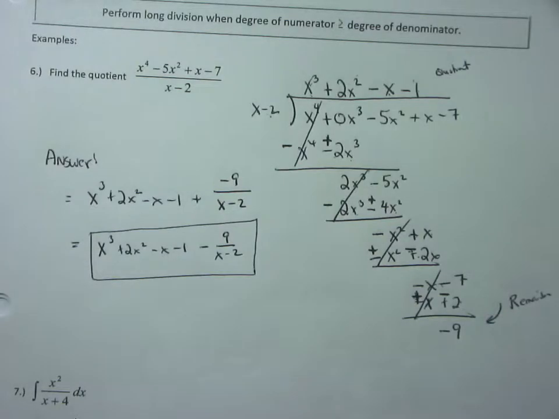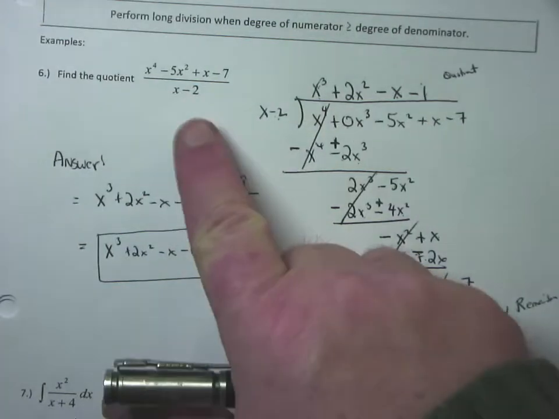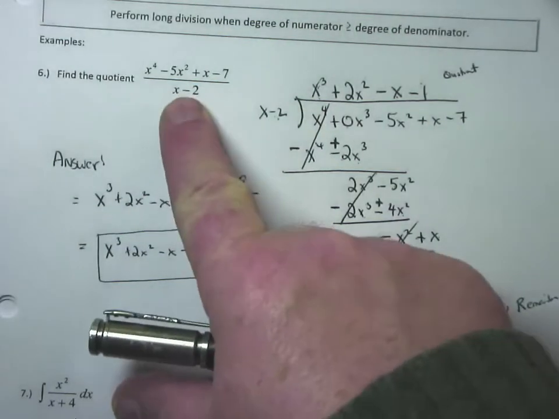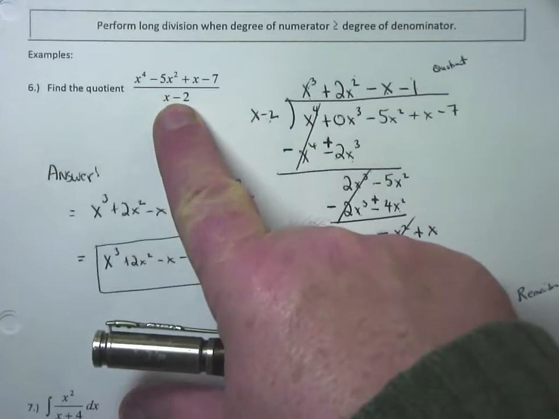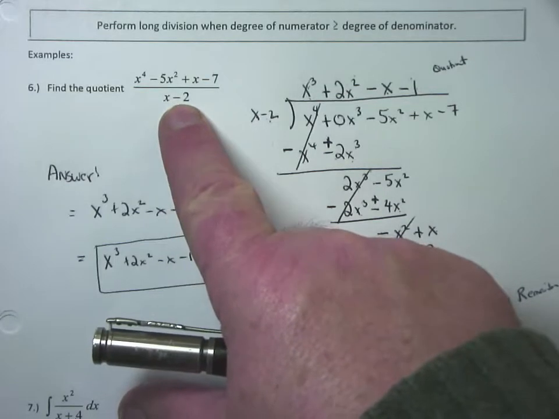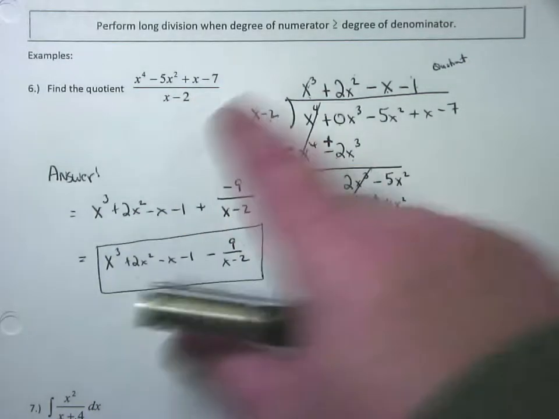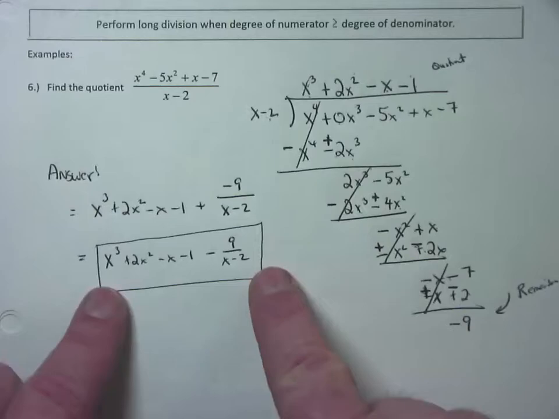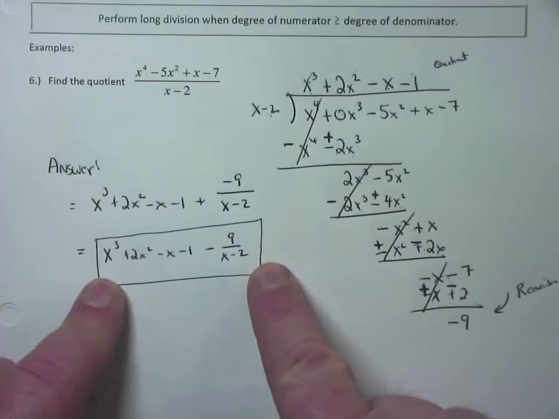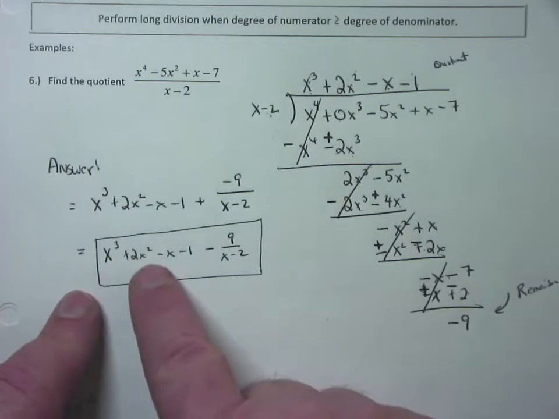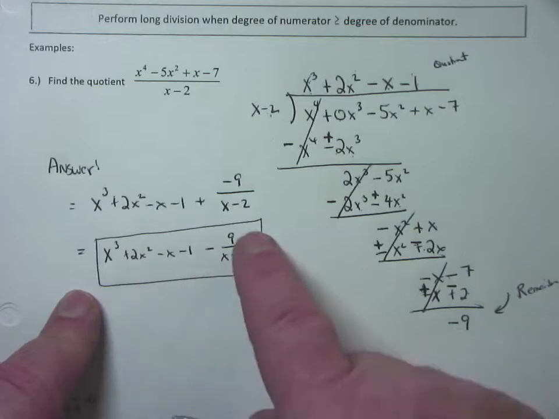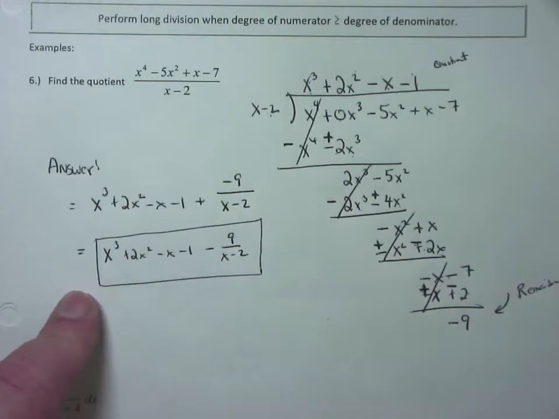Does that make sense? Because here's the big deal. We're in integral calculus class. We've got to integrate this thing. So the original problem was integrate x to the fourth minus 5x squared plus x minus 7 divided by x minus 2. Anytime the degree of the numerator is the same or bigger than the denominator, you have to do long division and rewrite the way your answer looks. Now I'm going to integrate x cubed plus 2x squared minus x minus 1 minus 9 over x minus 2, and I can do that in my head.